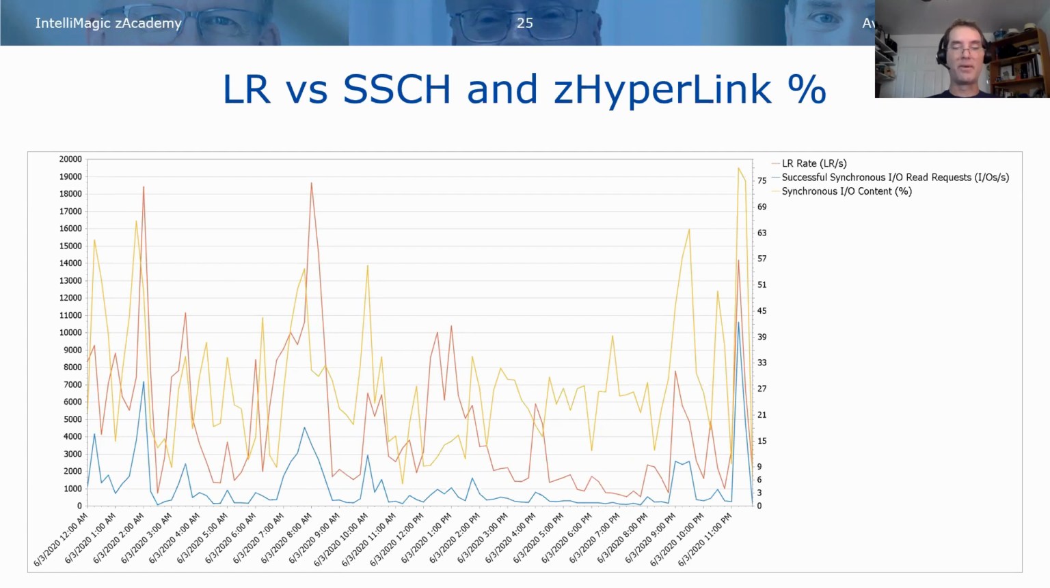If I look at this big spike on the right that I indicated, you can see about 19,000 locate records. No, excuse me, that's the I/O content. You can see that's up about 75%. The red line is about 14,000 I/Os per second. And the successful synchronous I/O read request, which is blue underneath it, was 10,000. So 2/3 or more, 3/4 of my total I/Os were using zHyperlink during this particular very interesting peak. It's good throughout, but this gives me a real nice apples to apples comparison.